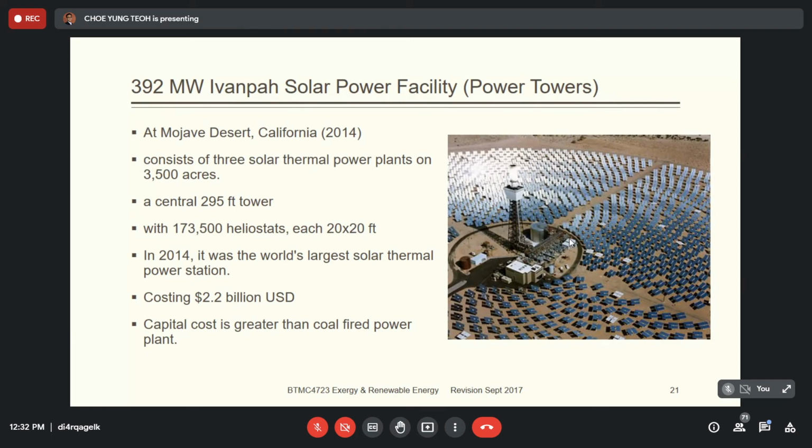And for this power plant facility, Google is also one of the main investors. Google contributed 168 million to this system.